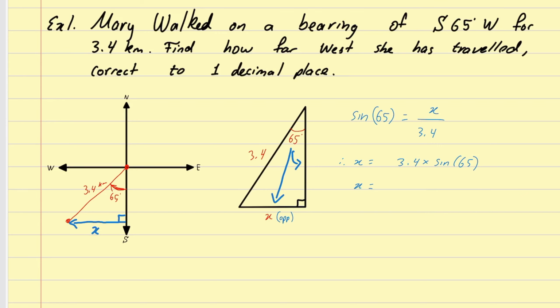So x will equal 3.081446476 and so on and so on. But because we only want it to one decimal place, x will equal 3.1 kilometers. And that's how far west Mary has traveled.